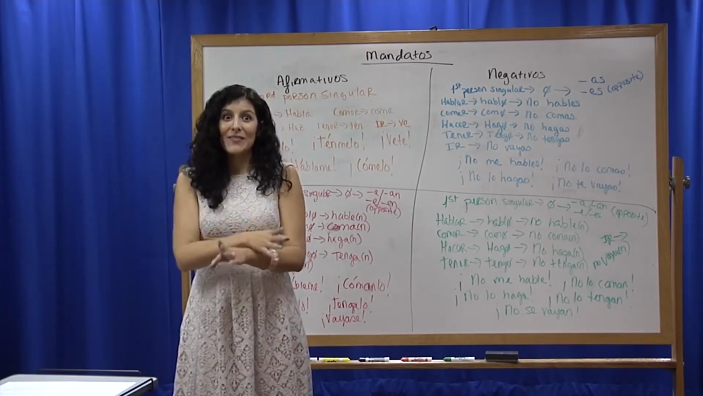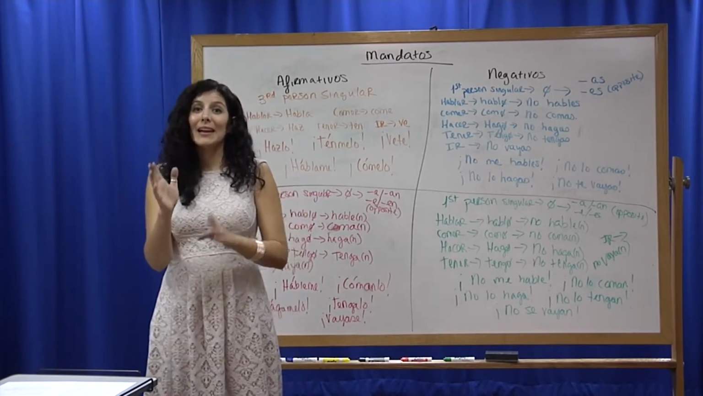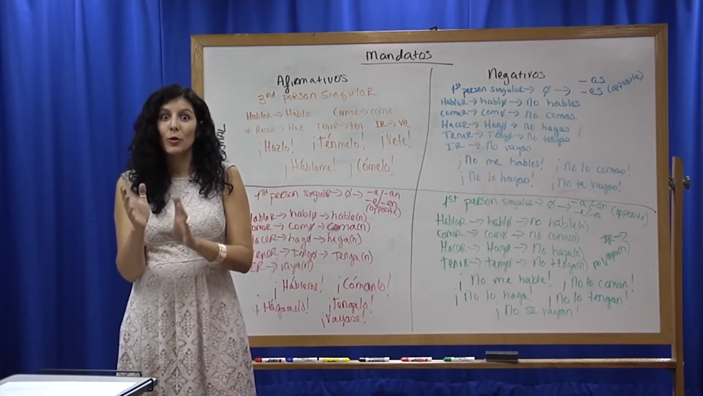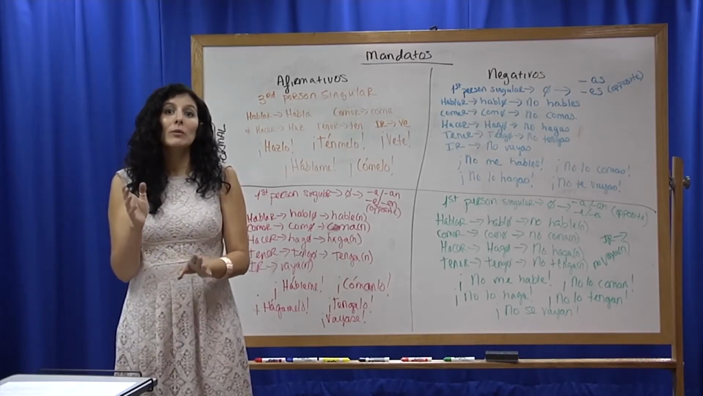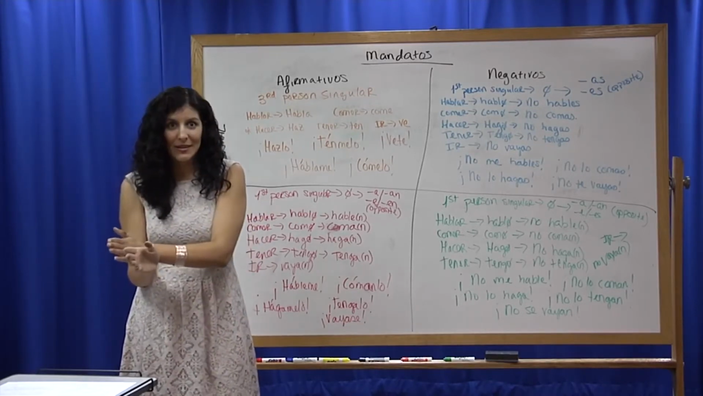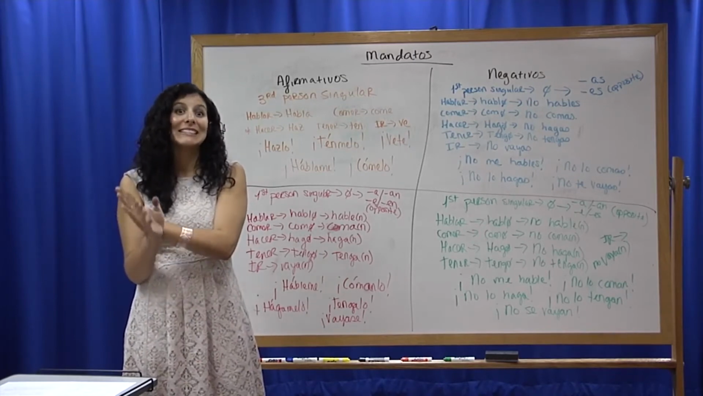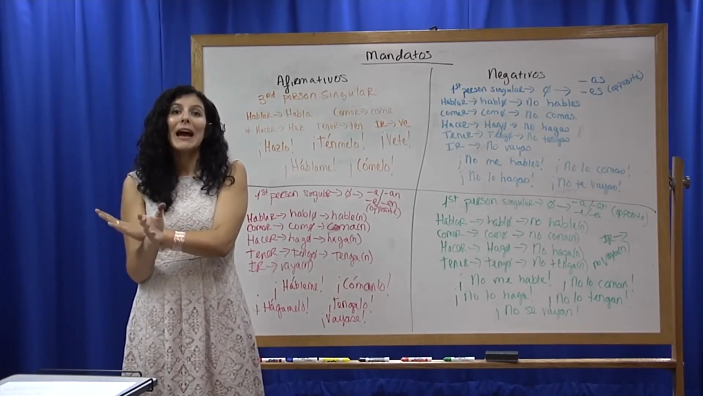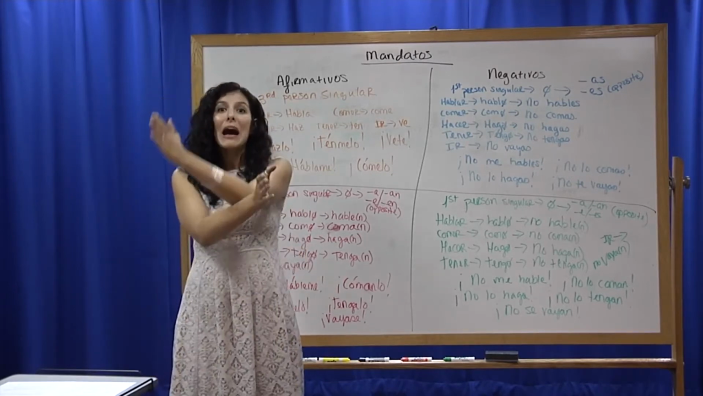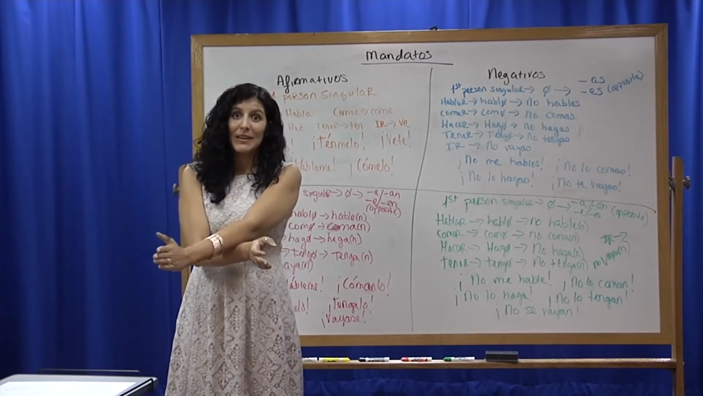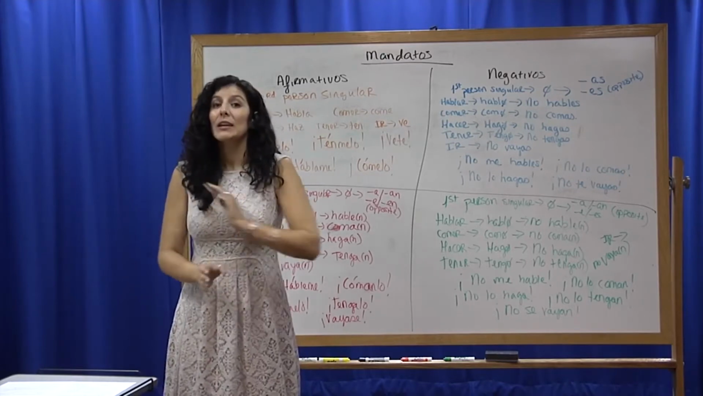So if we have an AR verb, then in formal commands, formal affirmative commands, and also formal negative commands, we will use the opposite of that. So we can think of that as E or EN. If we have an ER or an IR, then we are going to use the opposite of that, which would be an A or an AN. Here are some examples.